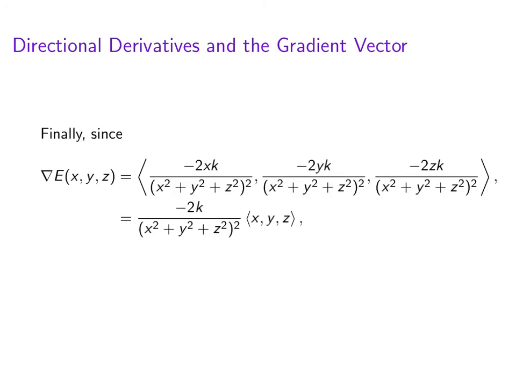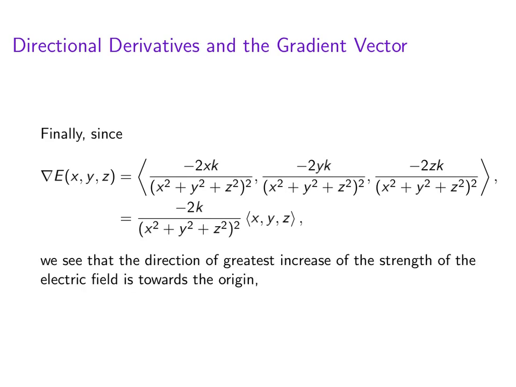The last thing we want to do is go back and look at our gradient vector. Notice that if we take our gradient vector, we can factor out a negative 2k over x squared plus y squared plus z squared. And that means that the direction of greatest increase of strength of the electric field is toward the origin. It's toward the origin because if you're at a point x, y, z, then this vector here points away from the origin, but then you have to take into account the minus sign here. And then k is just a positive constant.